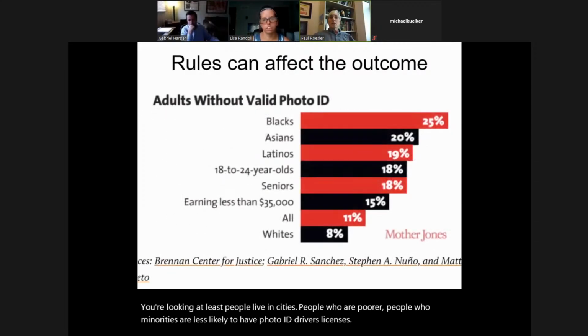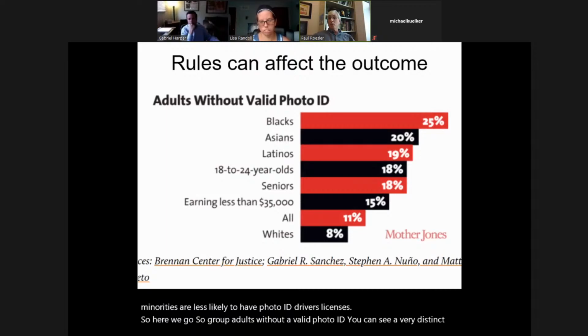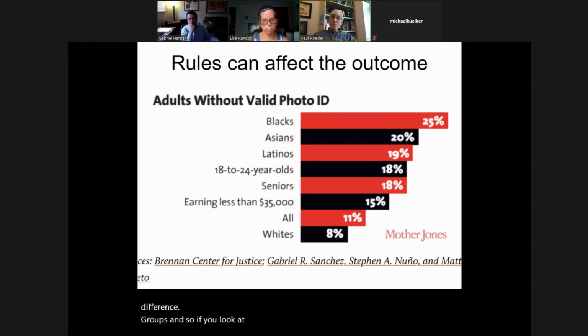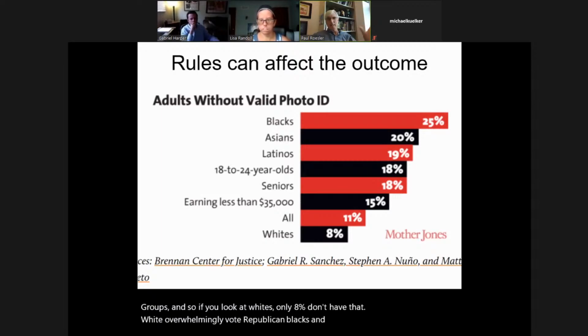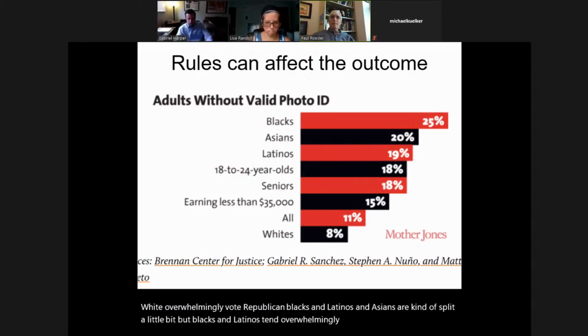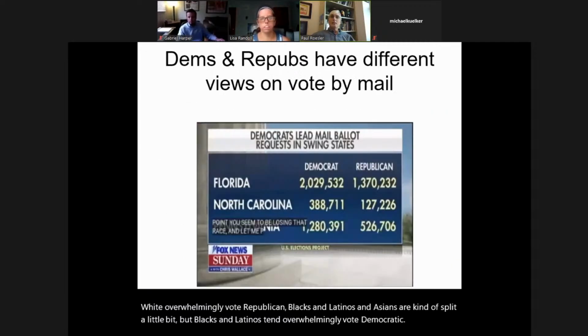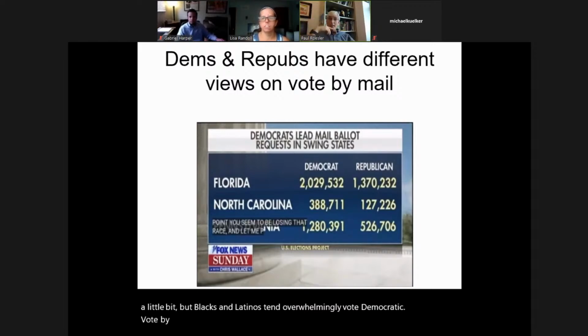So here we go. Adults without a valid photo ID: you can see a very distinct difference in groups. If you look at whites, only 8% don't have that. Whites overwhelmingly vote Republican. Blacks, Latinos, and Asians are split a little bit, but blacks and Latinos tend to overwhelmingly vote Democratic. So, vote by mail. Gabe talked about vote by mail. Again, different views. If you look at this chart, this is a Fox News poll released last week.